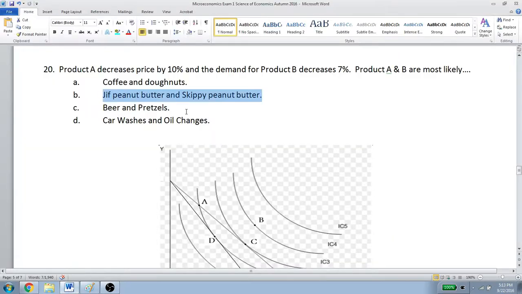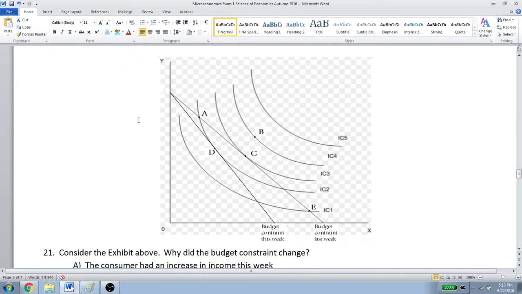Alright, classic 60s song. Beer and pretzels, compliments. Car washes and oil changes, compliments. Here we got their indifference curves and their budget lines. And this one is very similar to what you're going to have on the makeup test.